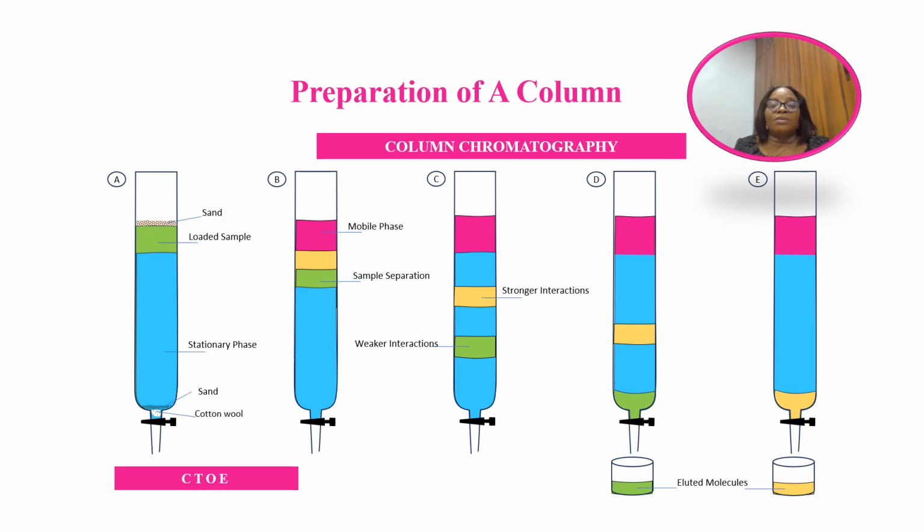Collect fractions. Separate portions of the eluate at the bottom of the column, with different components of the mixture eluting at different times based on their affinity to the stationary phase. You continue to do this, you start to collect fractions. As you see the color separation, you will know that you are already entering another fraction or another compound from the column.